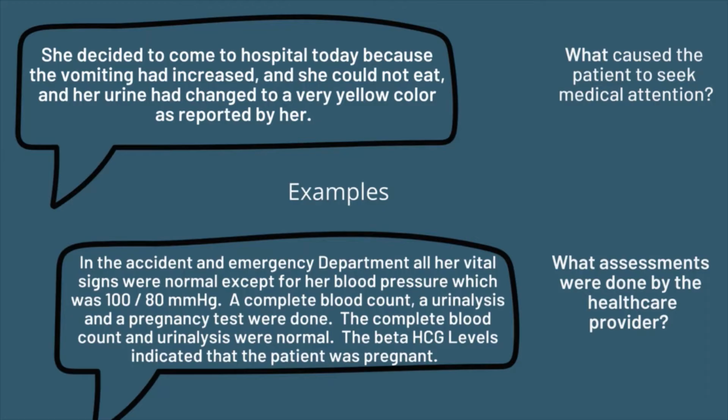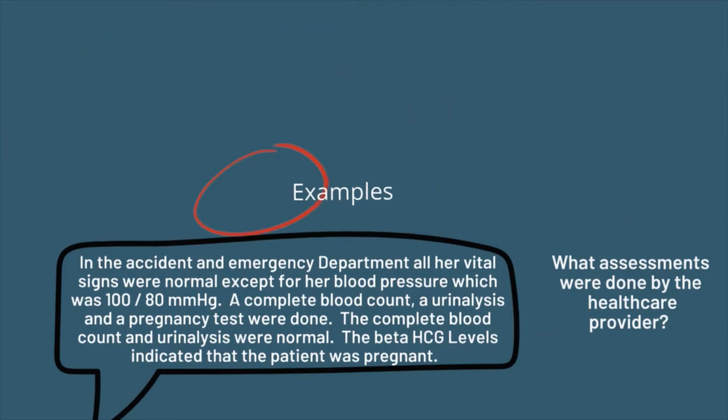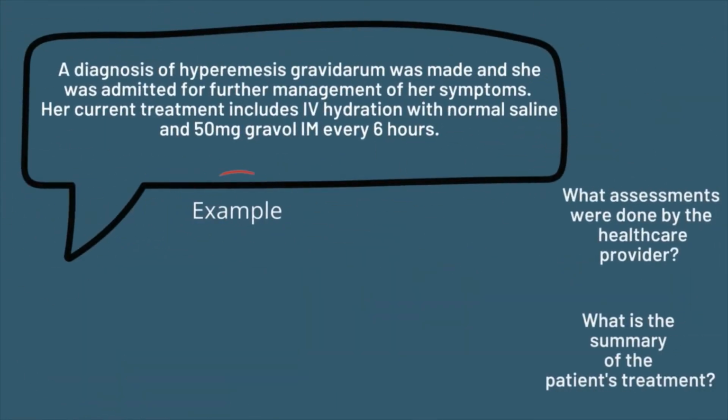In the accident and emergency department, her vital signs were normal except for her blood pressure, which was 100/80 millimeters of mercury. A complete blood count, a urinalysis, and a pregnancy test were done. The complete blood count and urinalysis were normal. The beta-HCG levels indicated that the patient was pregnant. A diagnosis of hyperemesis gravidarum was made, and she was admitted for further management of her symptoms. Her current treatment includes IV hydration with normal saline and 50 milligrams Gravol IM every 6 hours.